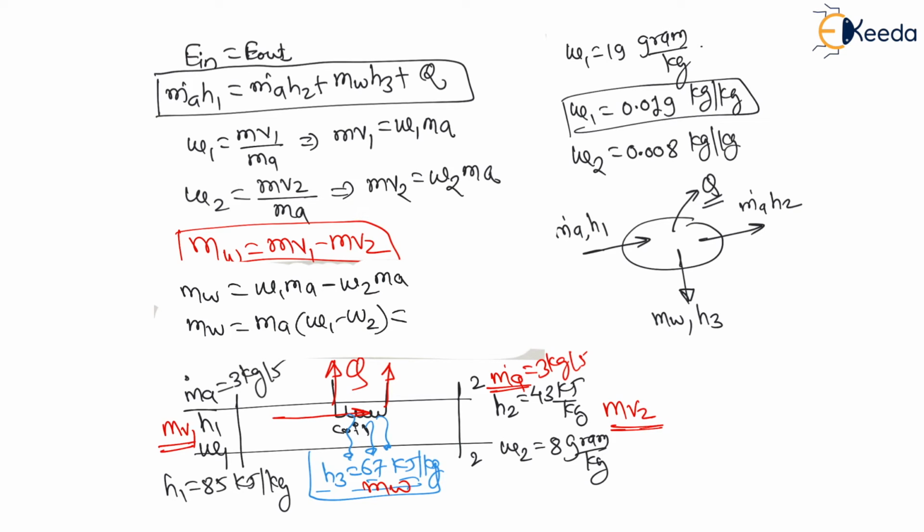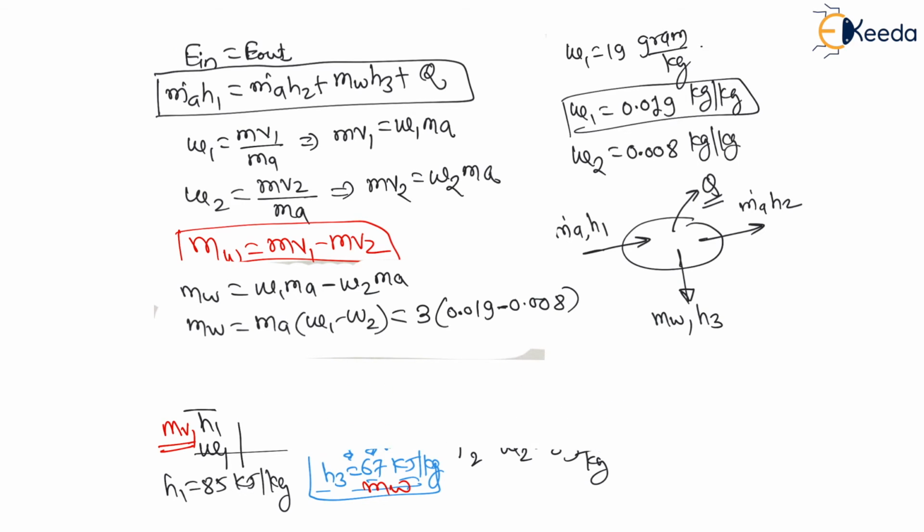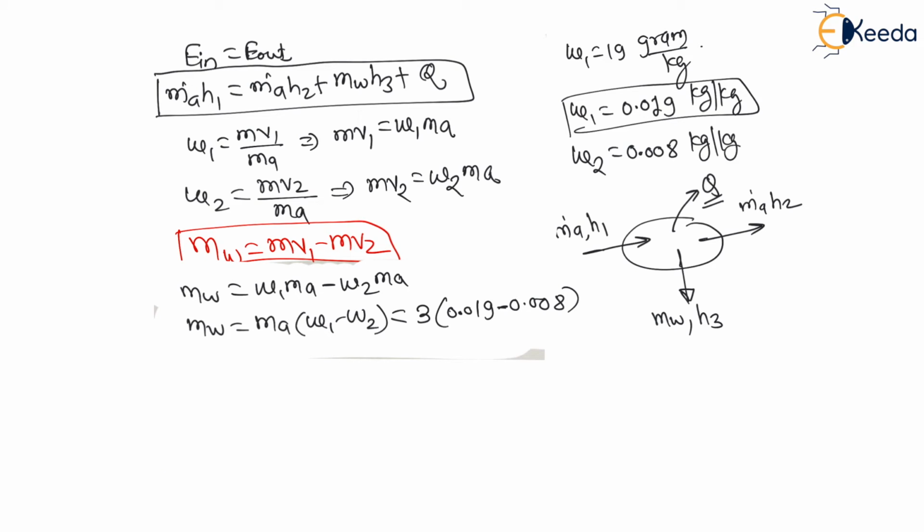Let us put the values. Mass of air is 3 kg per second, times omega 1 which is 0.019, minus omega 2 which is 0.008. If I simplify this, I will get the mass of water. Because the energy balance equation is already written, there is no need of the diagram now. So here the mass of water condensed will be equal to 0.033 kg per second, right? All the values are in kg per second, therefore this answer will also be in kg per second.